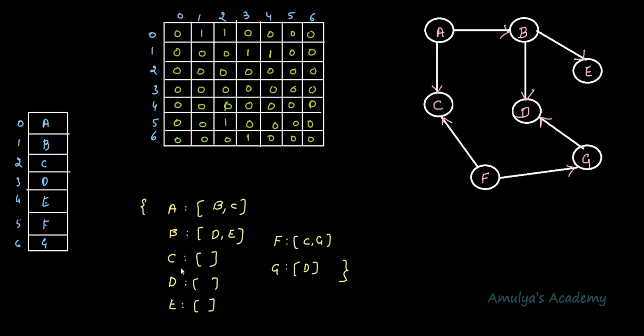If I delete C, here C is an empty list. That means there is no edge from C to any other node, but there can be an edge from any other node to C. Here we can see there is an edge from A to C and F to C. That's why we need to check the values of every key in the directed graph. But in the undirected graph, if there is an edge from C to A, that means there is an edge from A to C also. That time no need to check the values of every key. Okay, so this is about the delete node operation.